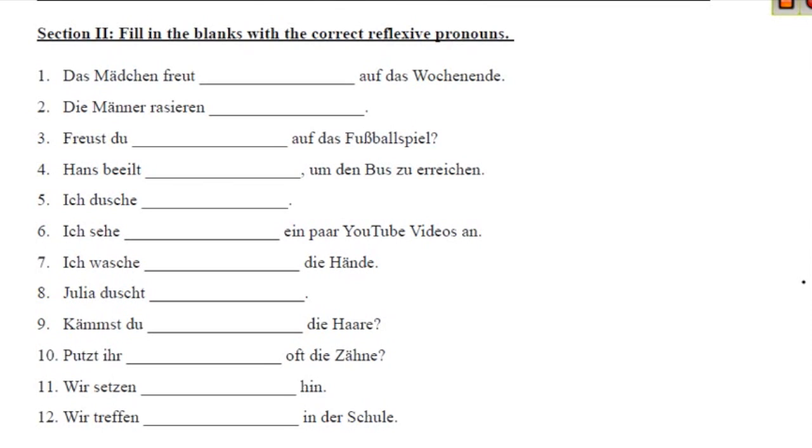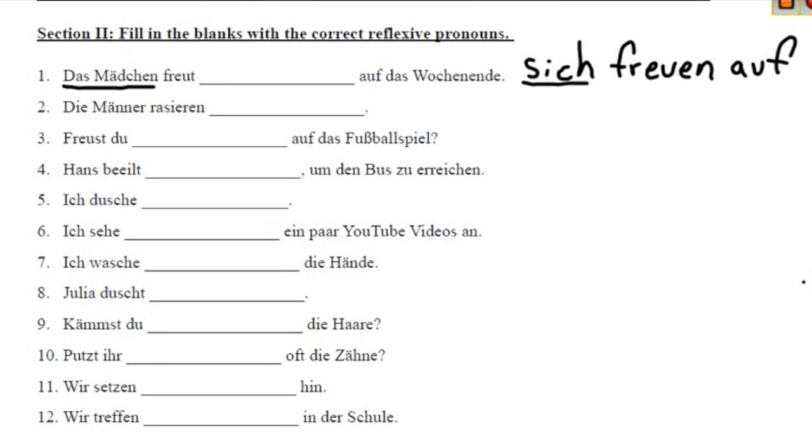Now we want to find out what's the subject of the sentence. Das Mädchen is our subject. She's the one who is looking forward to something. Freuen, or sich freuen auf, is the way that you'll find it in the dictionary. The reason we have sich here is that we know we have to have a reflexive to go with it. The girl is looking herself forward to the weekend. In English we wouldn't phrase it like this, but in German we still have to have sich. Das Mädchen freut sich auf das Wochenende. The girl is looking forward to the weekend.